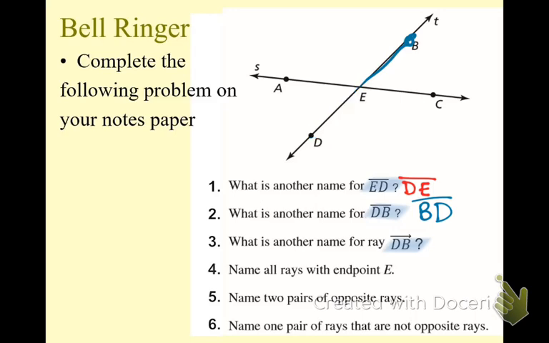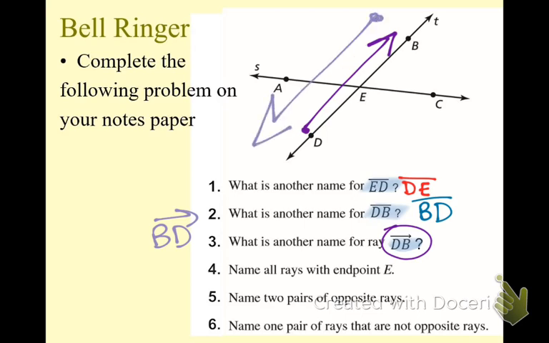And I'll show you why. So we currently have DB. What's my endpoint, or my starting point of DB? D, and it goes off towards B infinitely. Goes past B, further and further. If I were to try and switch them to BD, what would my new endpoint be? B. So I would start at B and then go towards D. So I wouldn't cover the same amount of ground, if that makes sense. DB extends past B and beyond. BD would extend past D and beyond. They don't cover the same amount of ground, so you can't just flip the letters.